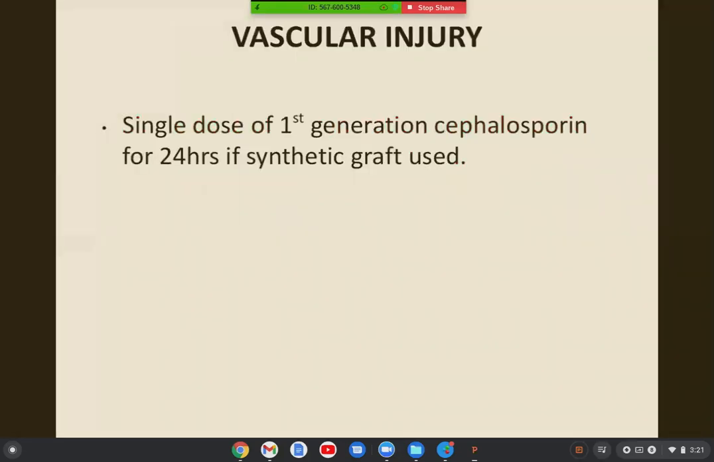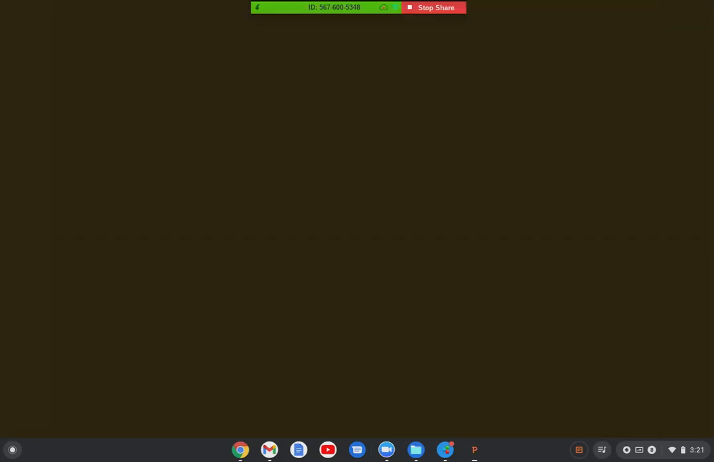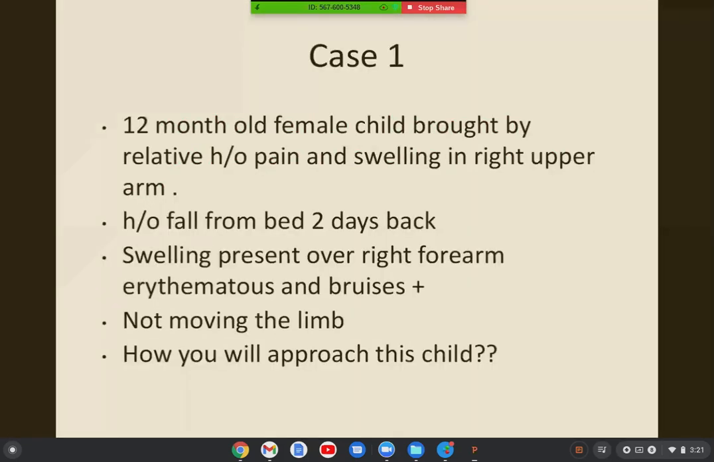Whenever there is a vascular injury, give a single dose of a first-generation cephalosporin for 24 hours if a synthetic graft is used. With penetrating abdominal trauma, a single preoperative dose of prophylactic antibiotic with cefazolin or ampicillin sulbactam is sufficient. It should be given as soon as possible. If there is no peritonitis, we can discontinue antibiotics within 24 hours. With this background, let us now go to cases.